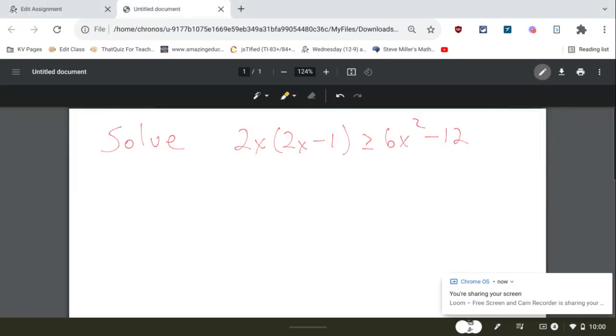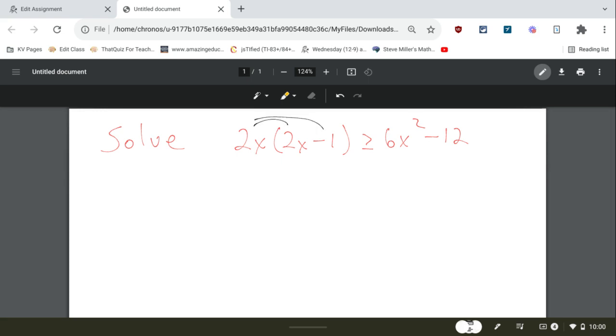Okay, so just wanted to do one example of one where you've got variables on both sides. It's really the same thing. You just have to start by moving everything to one side of the equation, or one side of the inequality. So on the left-hand side, I'm going to go ahead and distribute. This is going to give us 4x squared minus 2x is greater than or equal to this stuff.